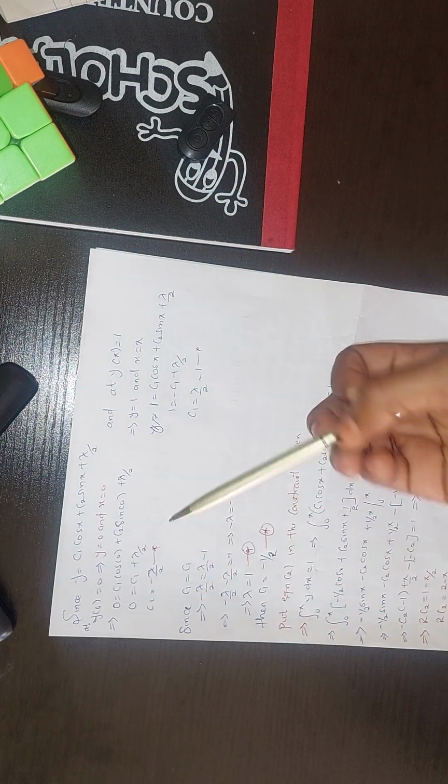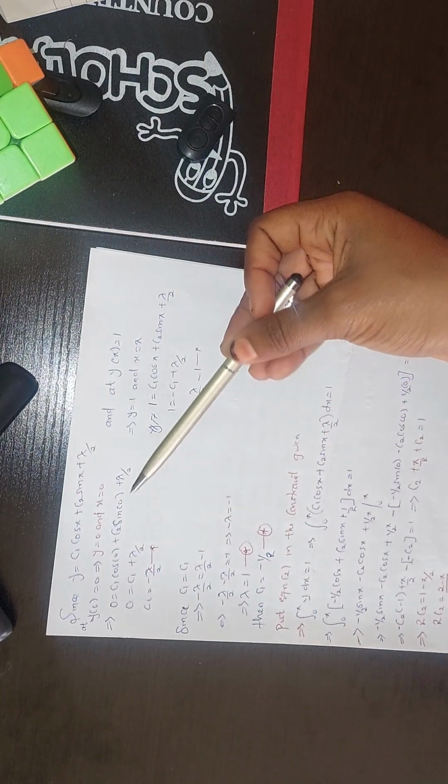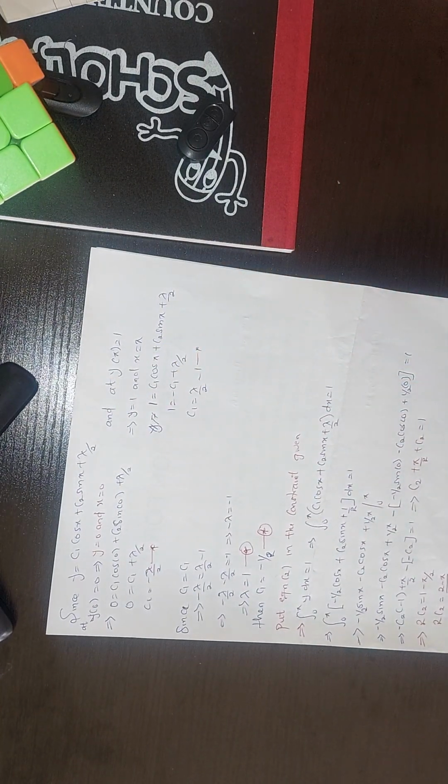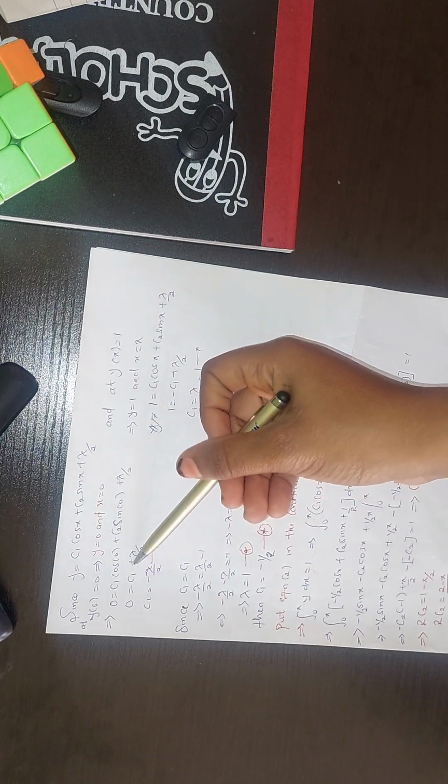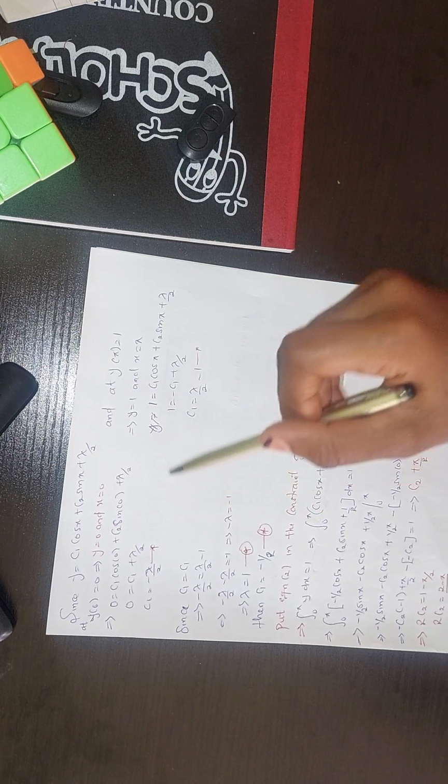So we now have, since y is 0 and x is 0, 0 equals c1 cos 0 plus c2 sin 0 plus lambda over 2. And your cos 0 is 1 and sin 0 is what? 0. So I have this one to be c1. Take this to the other side. I have minus lambda over 2.